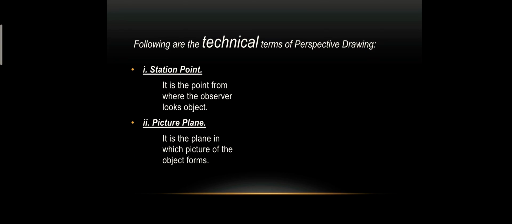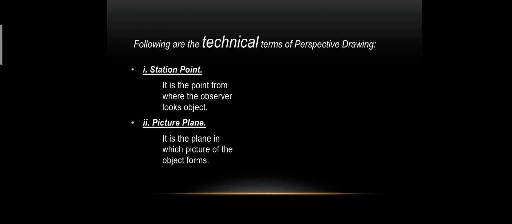Now we will discuss theoretically the technical terms used in perspective drawing. First is station point. It is the point from where the observer looks at the object. Station point is a point from where a person, standing, looks at an object. We call it the station point.